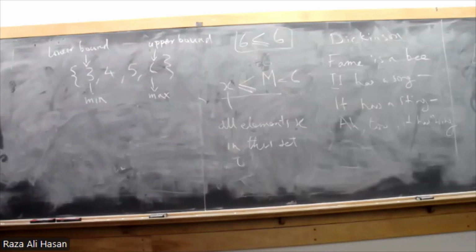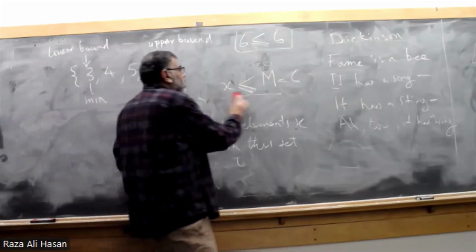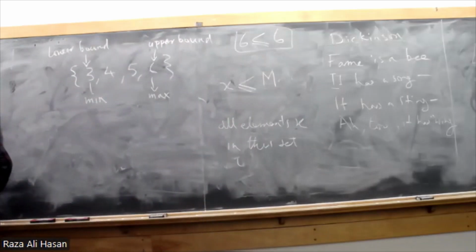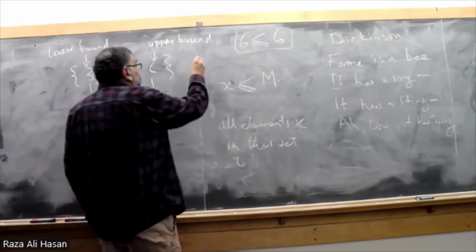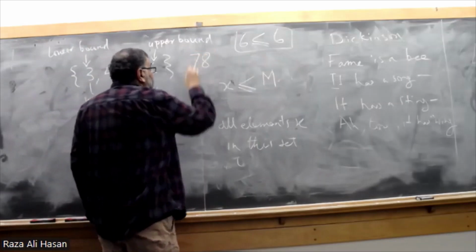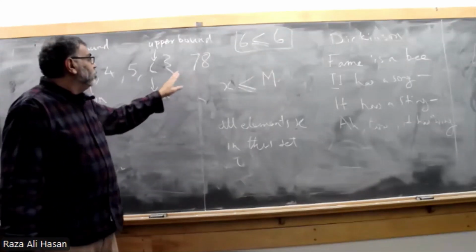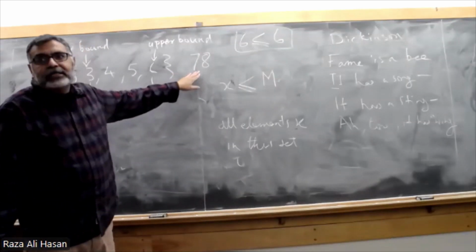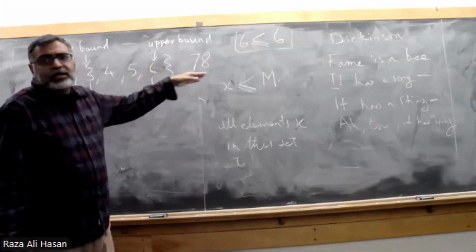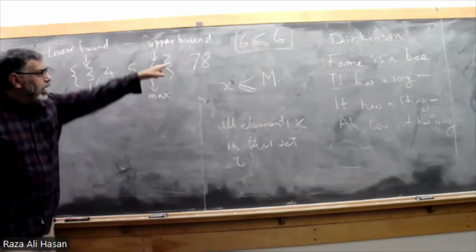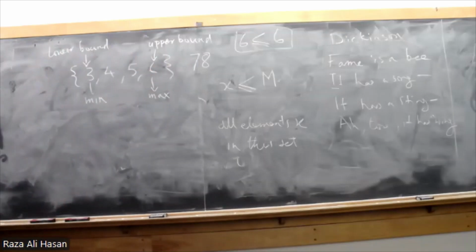Okay. Now, 6 is definitely an upper bound, and the idea was that there are other upper bounds as well. So let's put in here the number 78. Remember, this set is a subset of the set of natural numbers. I picked a number that is larger, to the right of this set, randomly 78. And I'm going to say, hey, 78 is an upper bound too.